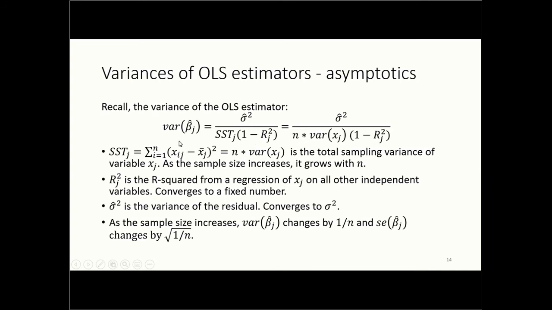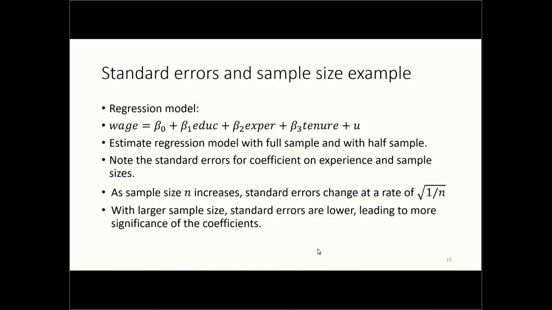So it means that the variance of beta hat j would shrink at the rate of 1 divided by n. Or in other words, if we take the square root, the standard error of beta hat j would change by the square root of 1 divided by n. So variance changes by 1 divided by n, and the standard error by the square root of that. As we grow the sample size, the variance and the standard errors of our estimators go down. Let me give you an example.